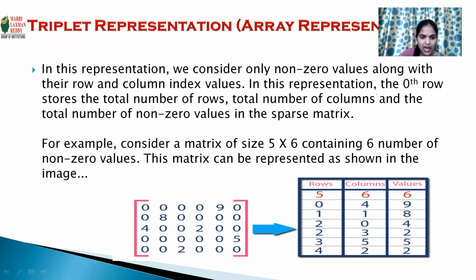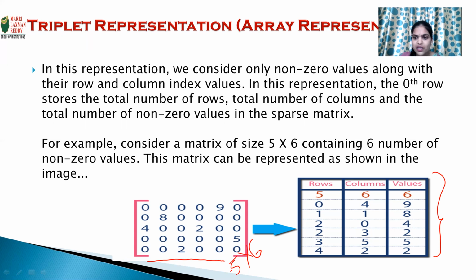Suppose this is an array, a matrix which consists of more zero elements rather than non-zero elements. Then how will we represent it in an array representation? See, this is the normal representation of an array. Suppose we are having a matrix of 5 by 6. It means 5 rows and 6 columns.